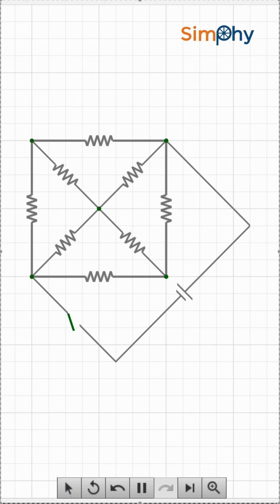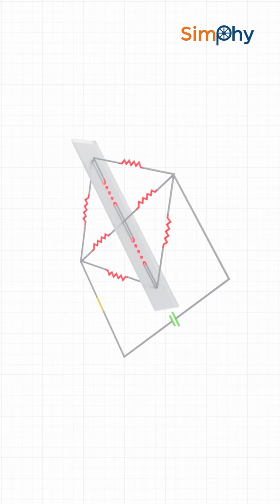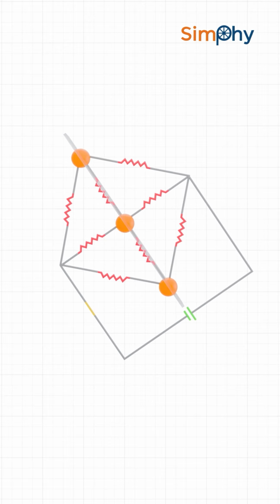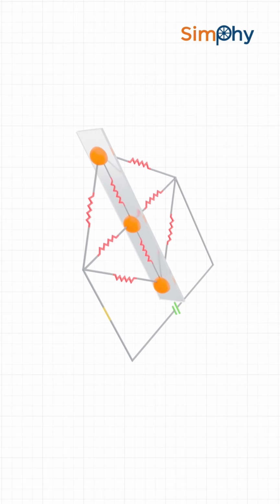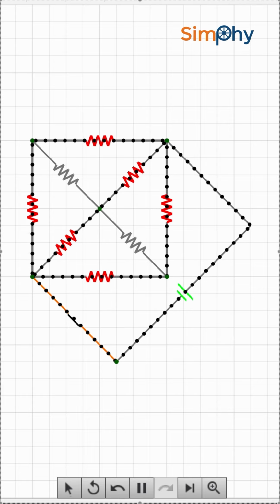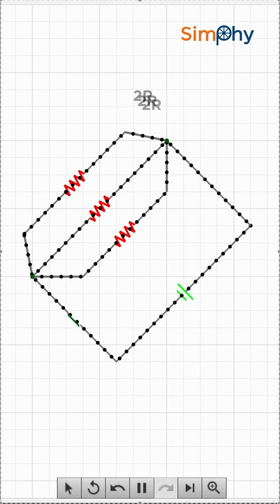Suppose the battery was connected diagonally, the plane of symmetry changes, causing a different set of 3 points to share the same potential. This creates a bridge-like structure, allowing us to remove some resistors and calculate the net resistance more easily, where the net resistance would be 2R by 3.